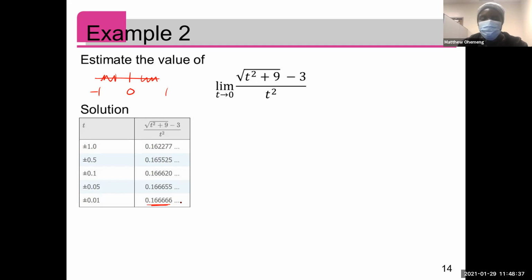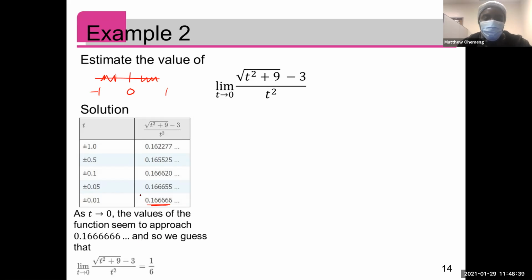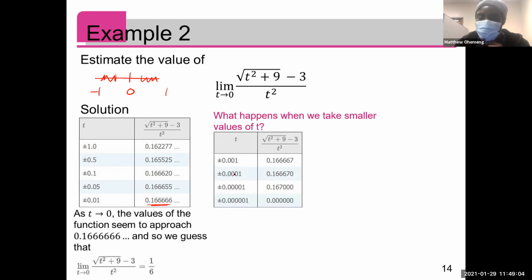Now, looking at the pattern, you see the number is like 0.1666666, right? So looking at the numerical technique, I will say this limit is 1/6, right? 1/6 is 0.1666666, so you can guess that this is it. But if you had taken much smaller values of t, like 0.001, -0.001, and so on and so forth, you see I'll be getting 0.